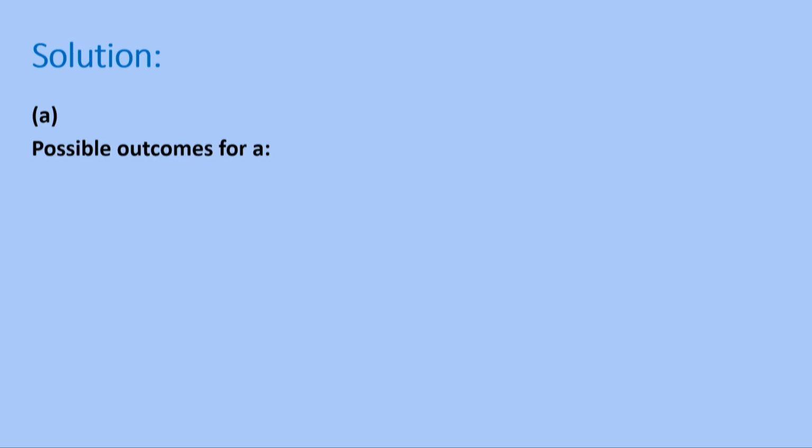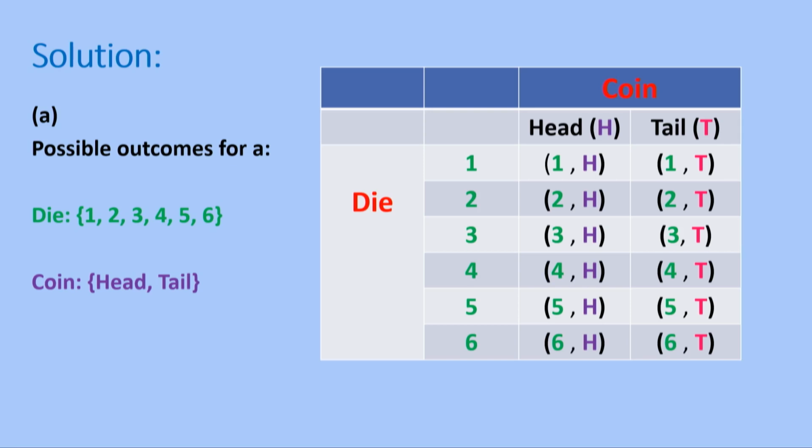So the possible outcomes when you toss a die are 1, 2, 3, 4, 5 and 6. The possible outcomes for a coin, head and tail. Now if we are going to toss a die and a coin together, the possible outcomes will be, as you can see in the possibility diagram, you can have head for coin or tail. Die 1, 2, 3, 4, 5 and 6. So you can get 1 head or 1 tail, 2 head or 2 tail, 3 head or 3 tail, and so on.